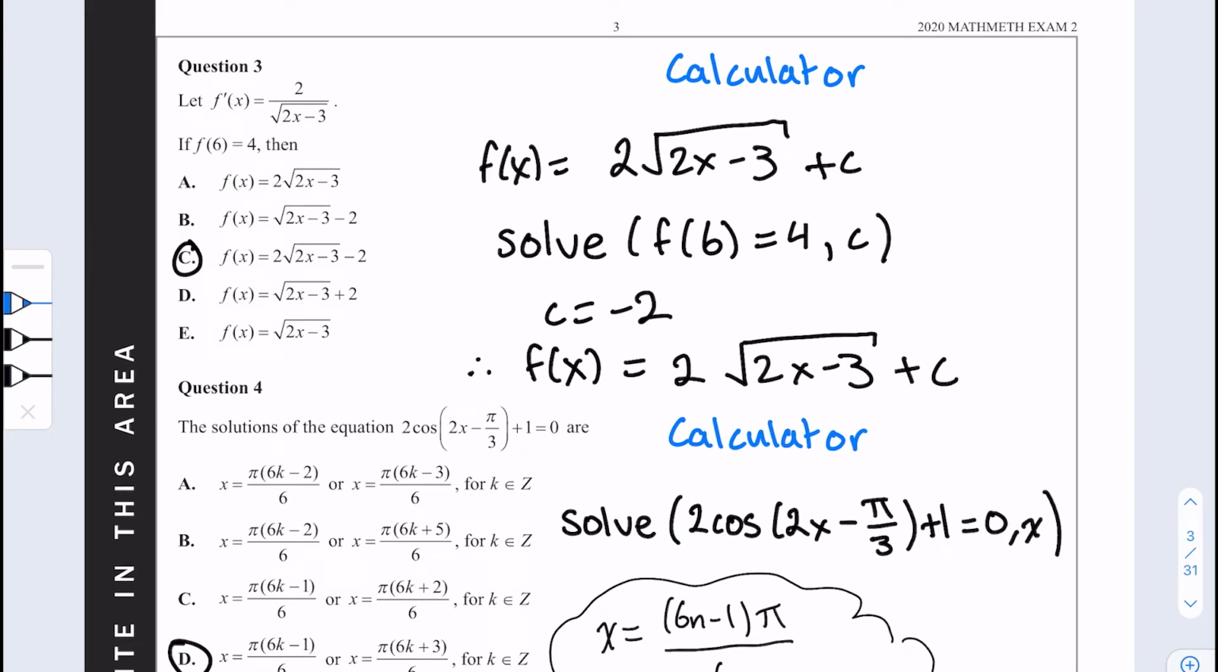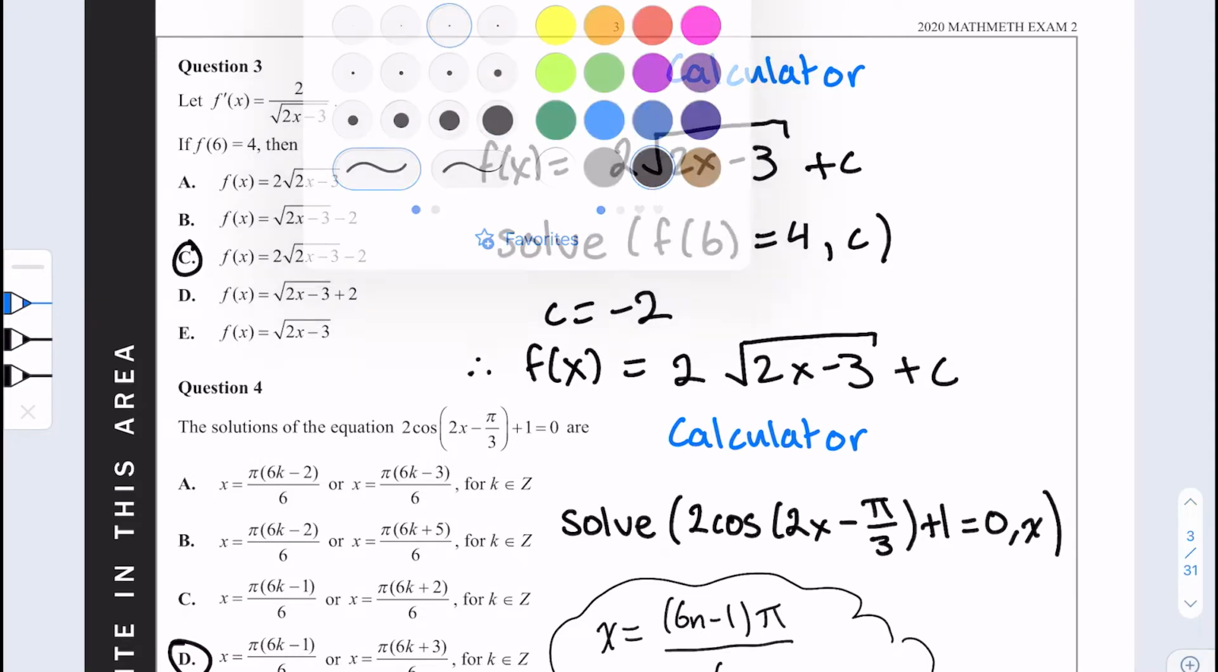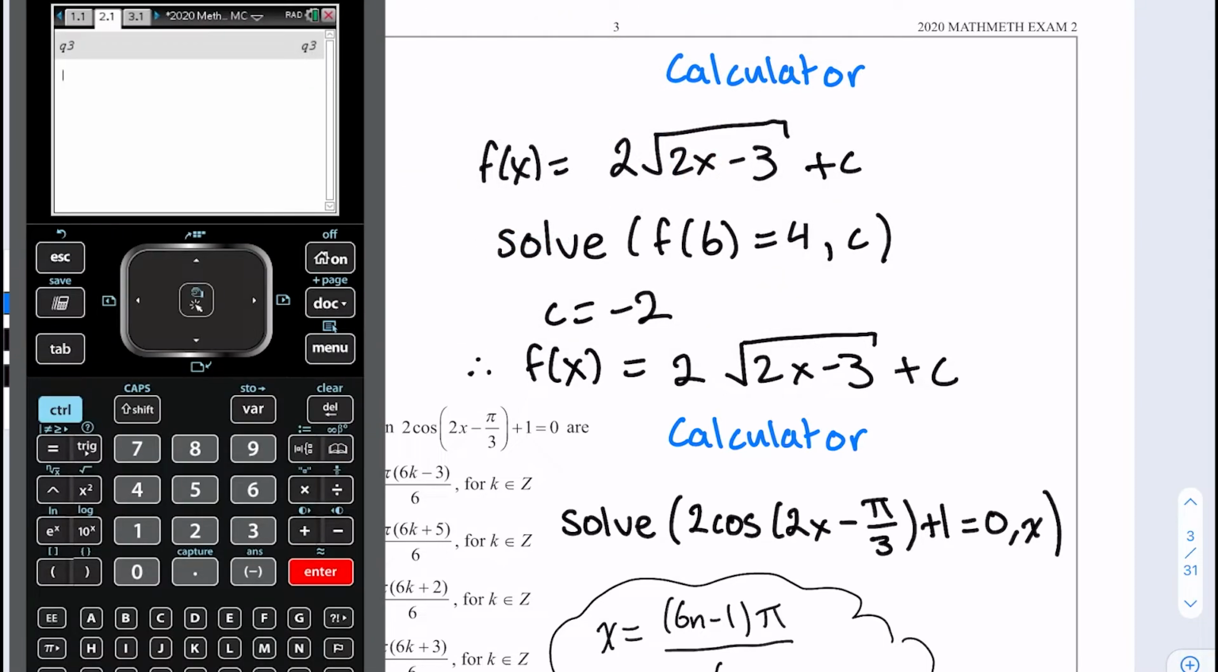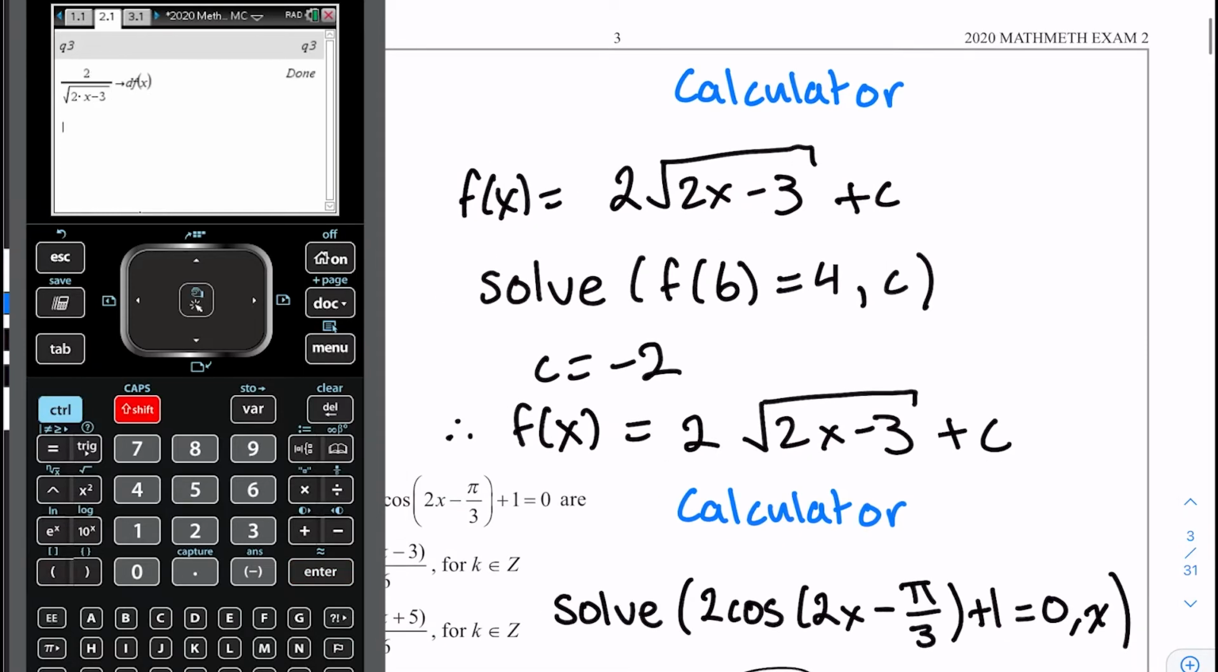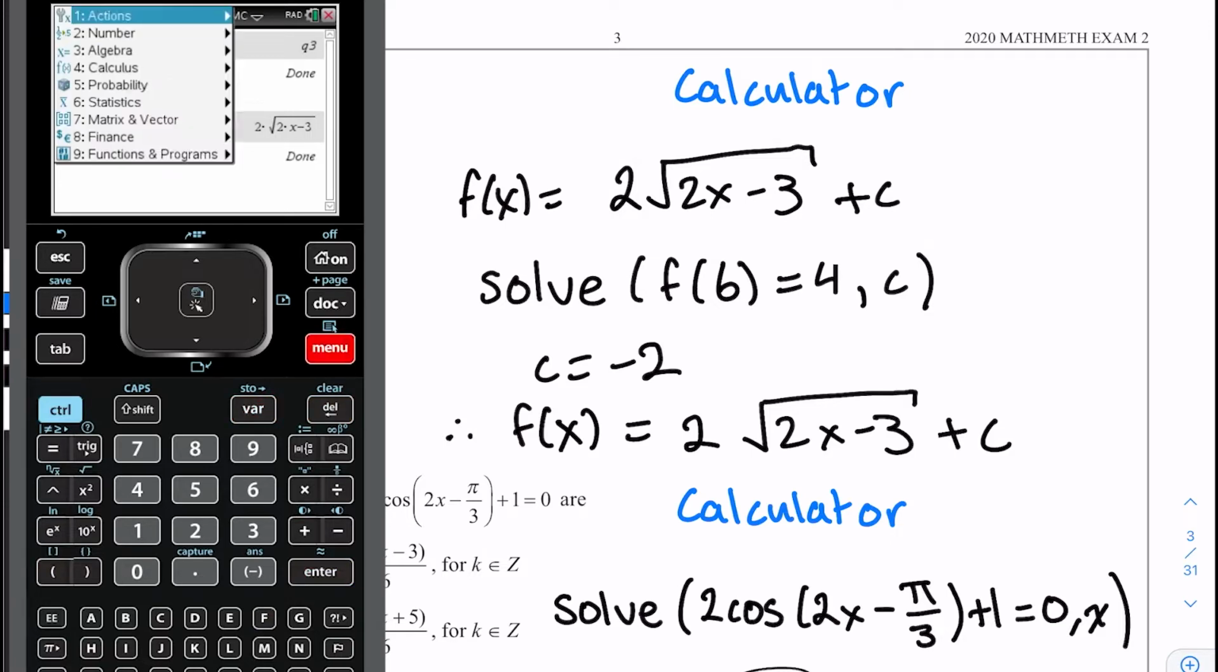Question 3. We have f dash of x. That means the derivative of f of x. So we want to integrate this in our calculator, and when we integrate in the calculator, we're just going to get this. Now remember, when you integrate, there's always going to be a plus c, especially because we're doing indefinite integration, so it's always going to be plus c.